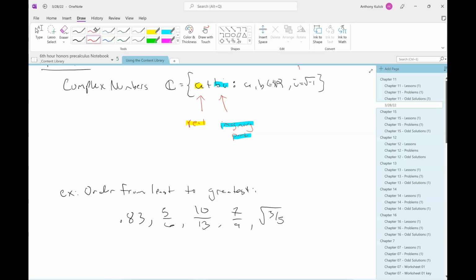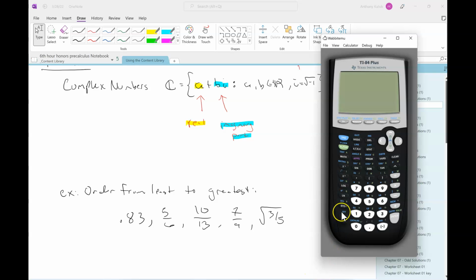Oh, come on, guys. This isn't that hard. Put them in your calculator. Look at the decimal approximation. Sort them by the decimal, right? That's the beauty of the real numbers. Every real number has a decimal approximation, then it's easy to sort them from least to greatest by the decimal. Everybody agree?